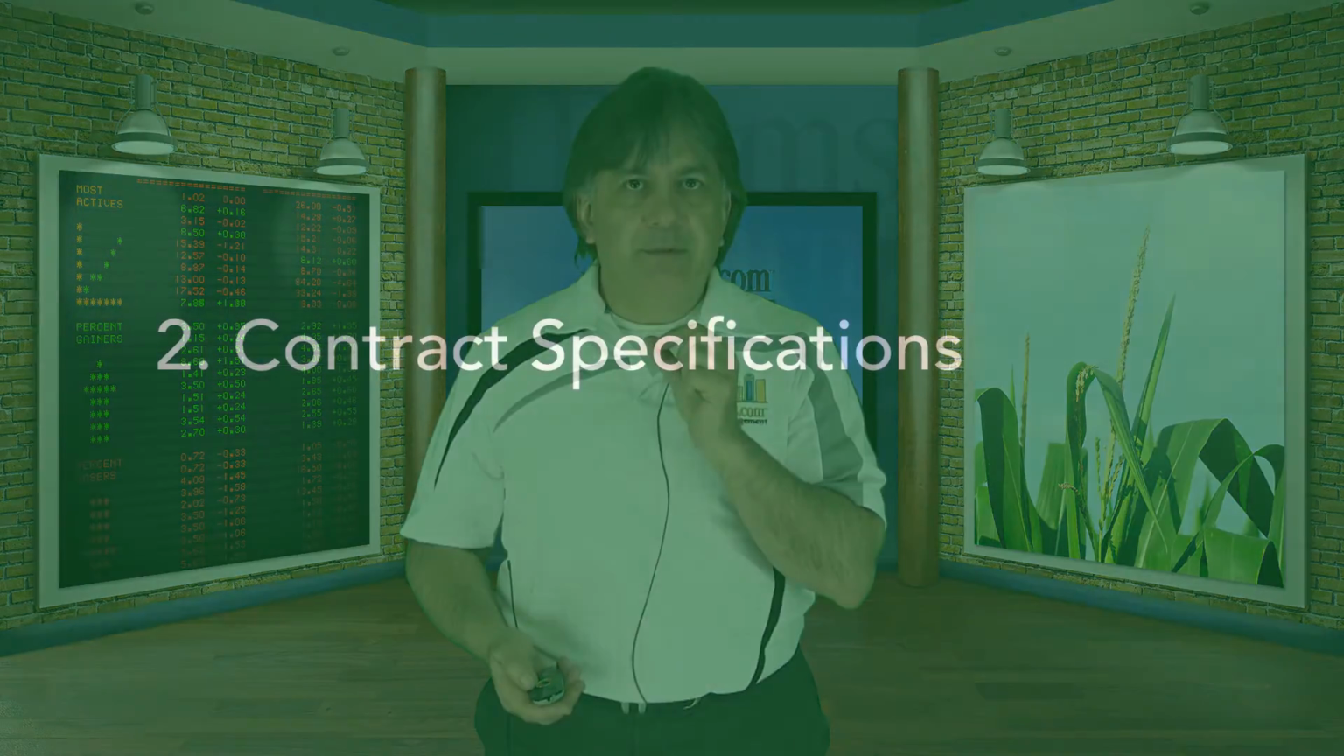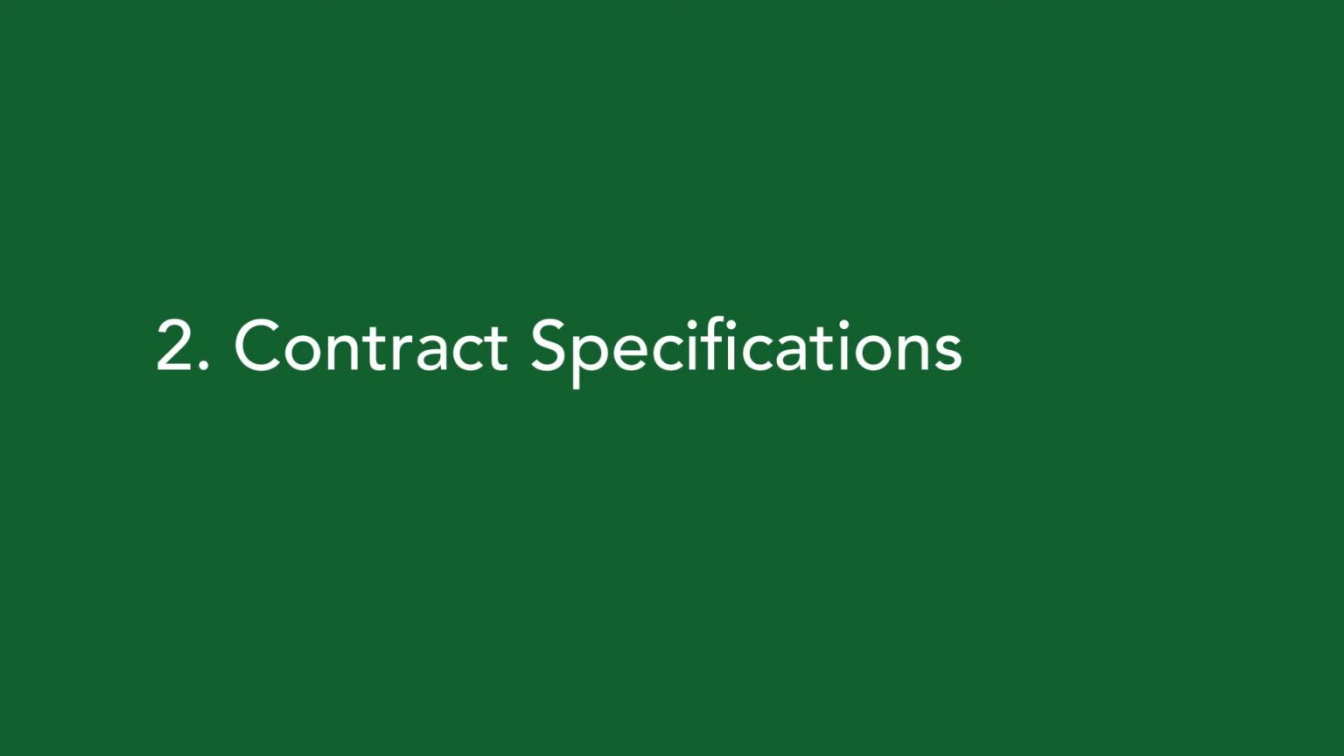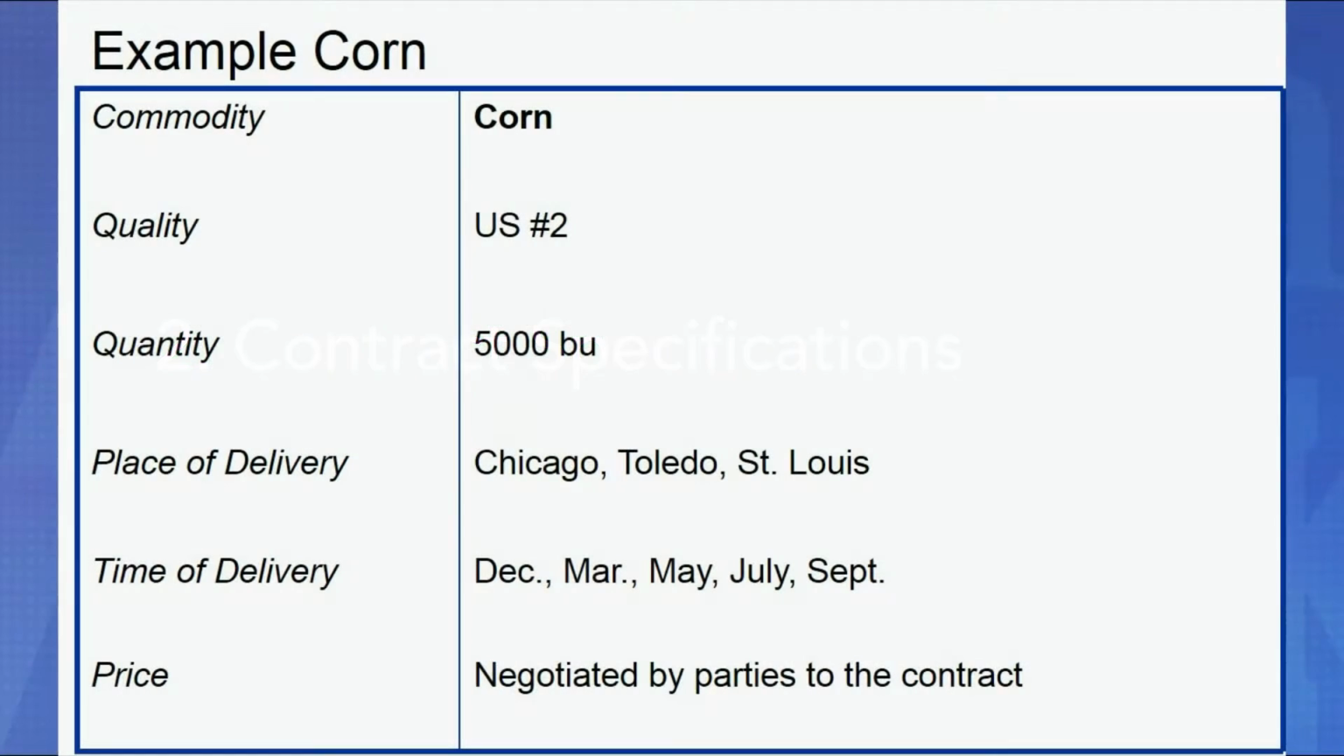Each day that happens. Our second topic today is explaining futures contract specifications that trade on the CME, Chicago Mercantile Exchange, or the CBOT, Chicago Board of Trade. In some cases, we even trade on the ICE Exchange in Winnipeg. So in our first example, we've got corn. The quality of corn is US number 2. The quantity is 5,000 bushels. Most of the contracts on the Chicago Board of Trade trade in the 5,000 bushel contract size. Place of delivery, Chicago, Toledo, St. Louis. Time of delivery, December, March, May, July, September.